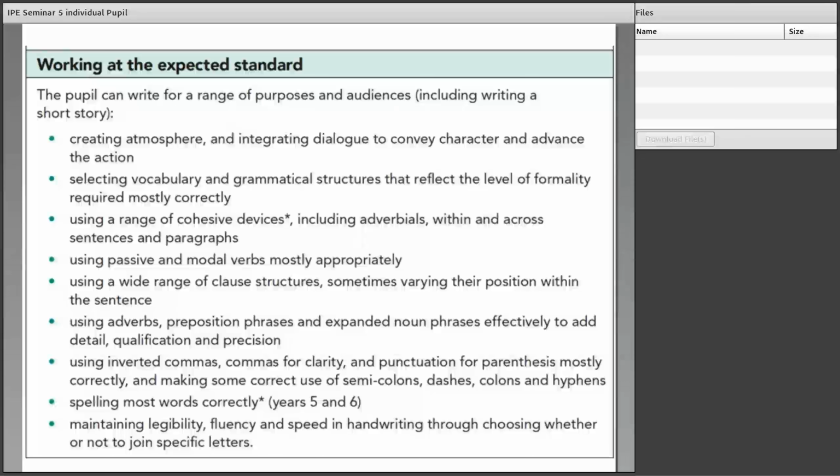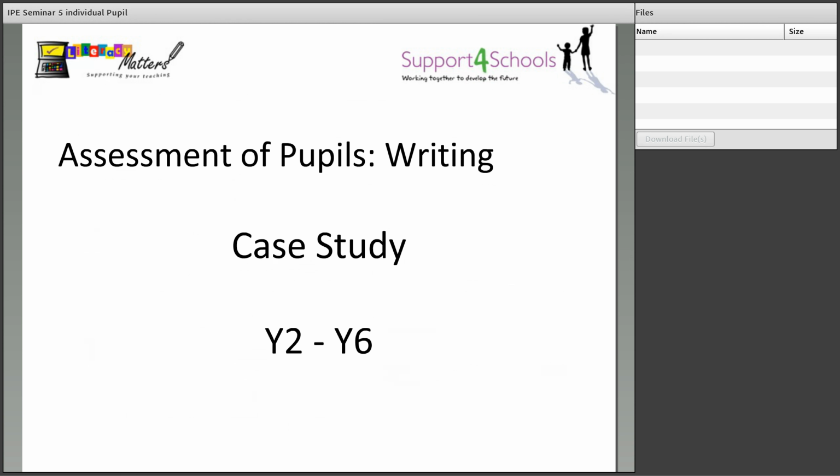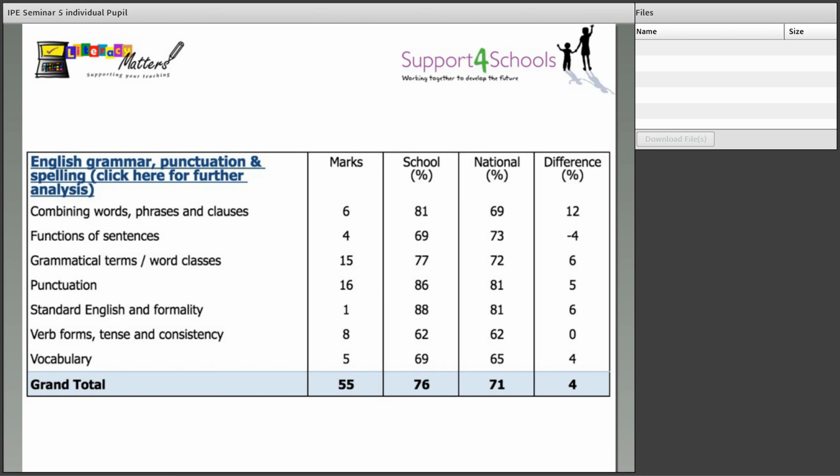So we've got the working towards, the working at the expected standard, and you're no doubt familiar with these. I've mentioned them before, and I will be mentioning them again, because these come from the 2014 National Curriculum, which is what people are working with now. So I thought I would try to put it into context by using a bit of a case study, looking at some writing from pupils in year 2 to year 6.